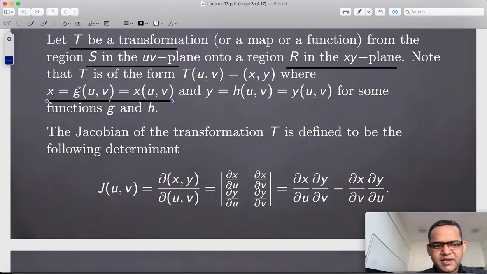Often we will forget this g, we will write x as a function of u and v, similarly y is a function of u and v. Okay, so this is a transformation which is going to transform this region into a region R. So in other words, x and y are functions of u and v.